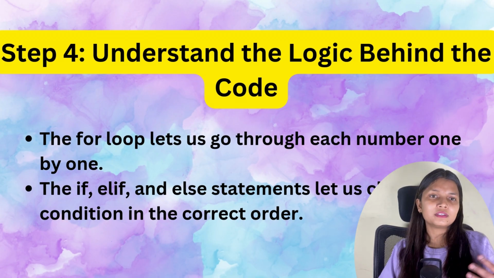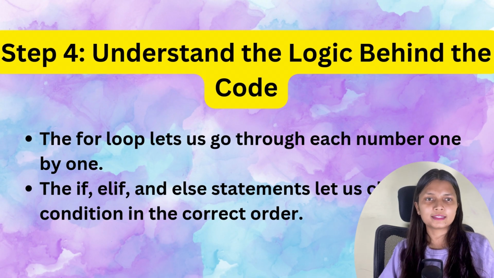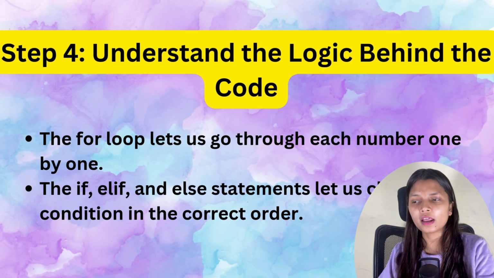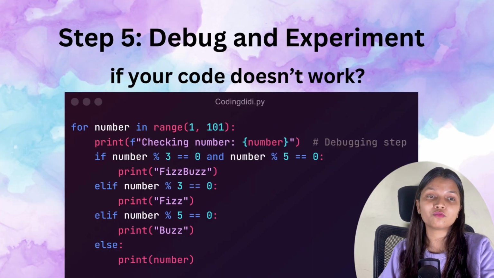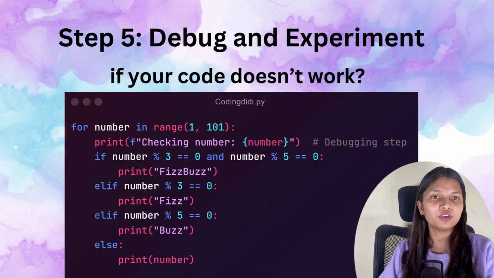Now the next step is step number 5, which is to debug it. When you want to debug it, as I said, you have to add print statements. So you can add them anywhere, wherever you want. I have added one print statement to check which number exactly we are checking within the if else statement.